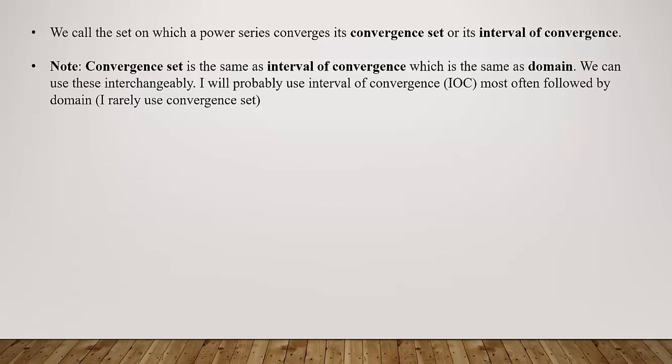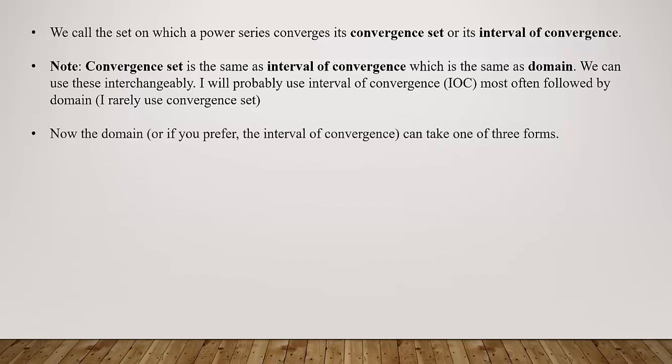Now I'm probably going to use interval of convergence most often, followed by domain. I use domain and interval of convergence interchangeably. I rarely use the phrase convergence set. Now the domain, or if you prefer the interval of convergence, they mean the same thing. It can take one of three forms, and this is true for every power series. The domain will take one of three forms. And to make sense of this, I'm going to head back to the chalkboard.